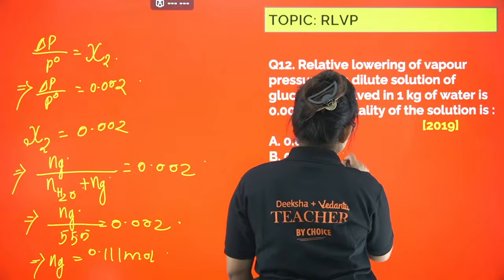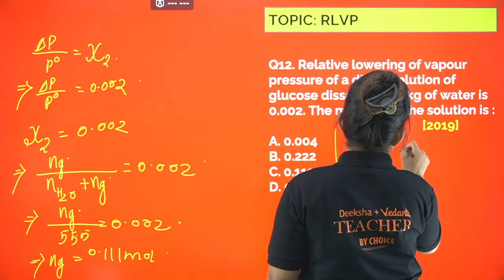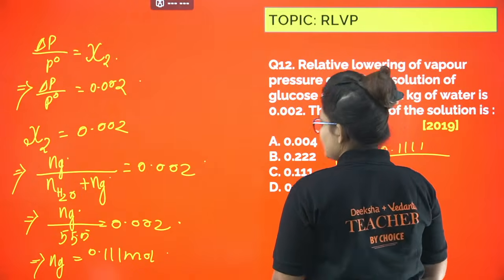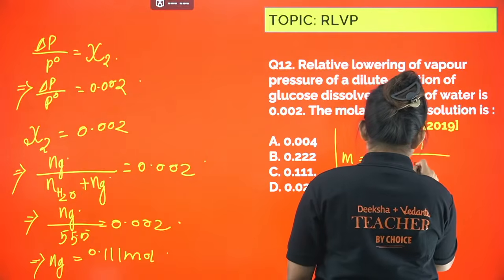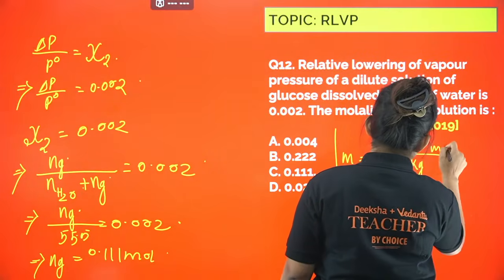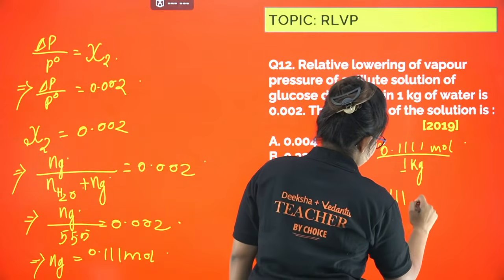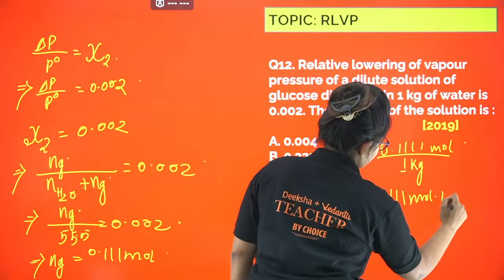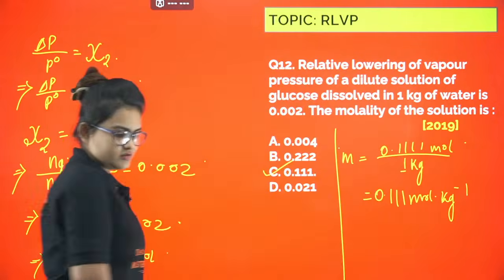Now we will proceed with the molality calculation. Molality is the number of moles present in 1 kg of solvent. So I can directly write 1 kg. This is mole per kg by default, so I don't have to do anything else. That is the answer. That's it. So option C is going to be the correct one.